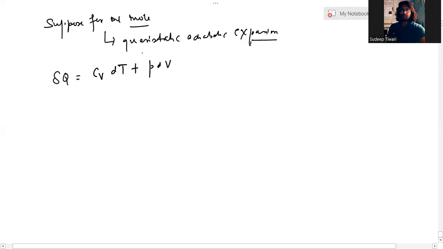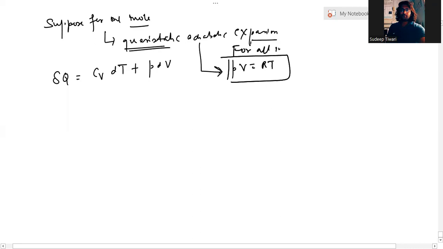During expansion, if I'm talking of a quasi-static process, there are infinite equilibrium states deviating only slightly away, but otherwise, for an ideal gas, the equation of state will hold good for all intermediate equilibrium states. So I can write that PV is equal to RT, and that implies P is equal to RT upon V. I can write pressure is equal to RT upon V.